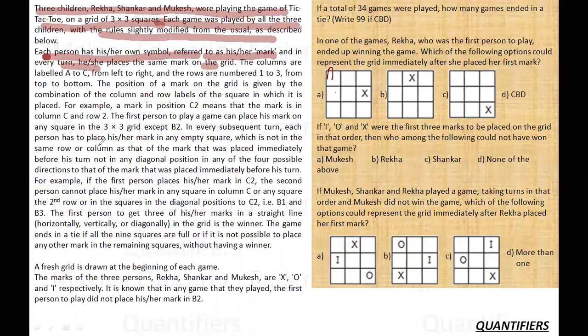In every subsequent turn, each person has to place his or her mark in an empty square which is not in the same row or column of the mark that was immediately before, and not in any diagonal position. Very interesting. So if the first person has given a mark here, then where can the second person give a mark? Not here, not here, not here, and not here. Not in any diagonal position related to it, not in the same direction. Similarly, if a person has given a mark in the corner, then the next person cannot leave a mark here, not here, not here. So these will be the two slots left for him.